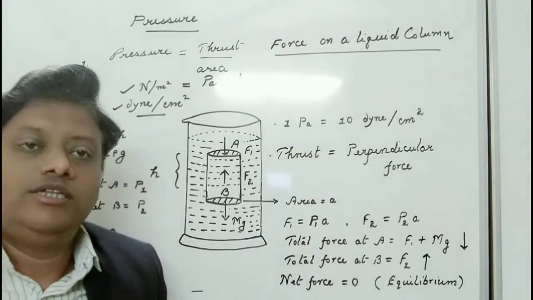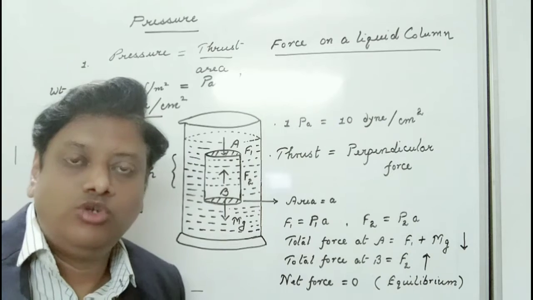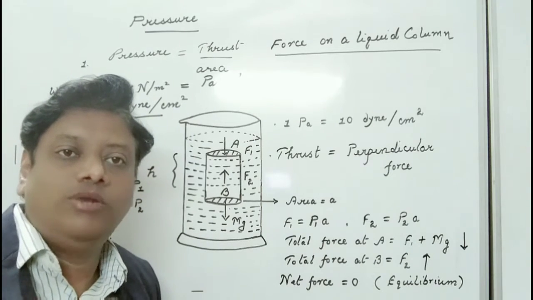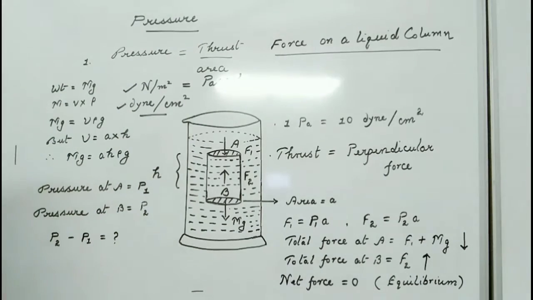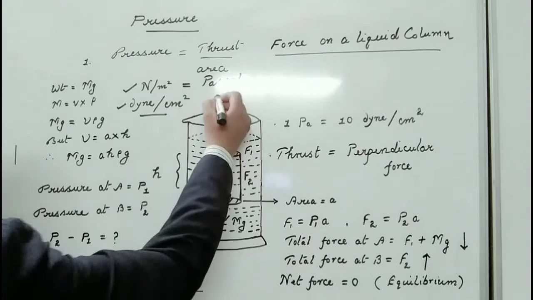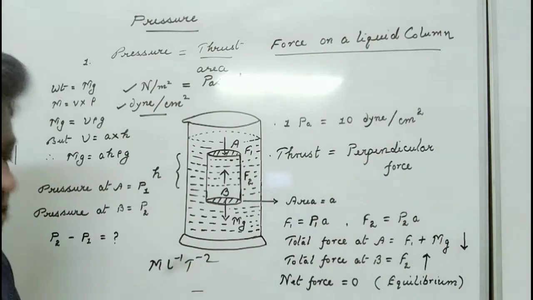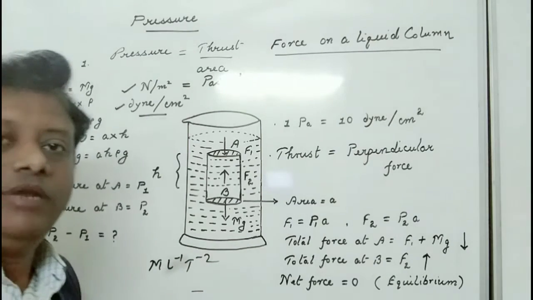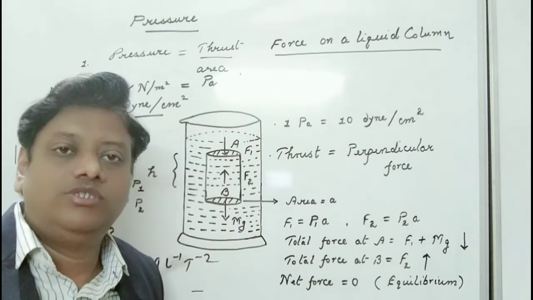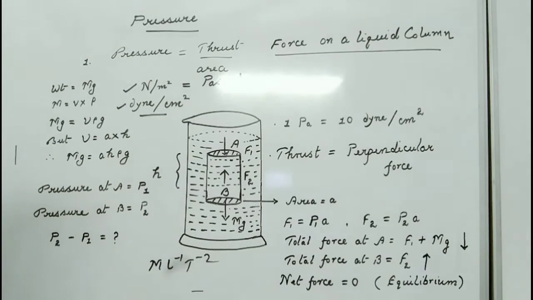Now one more thing, that is the dimension formula. We should know the dimension formula of each and every formula in this 11th class. So the formula I am writing here is M L to the power minus 1 T to the power minus 2. So this is the dimension formula for pressure, that is M L^-1 T^-2.